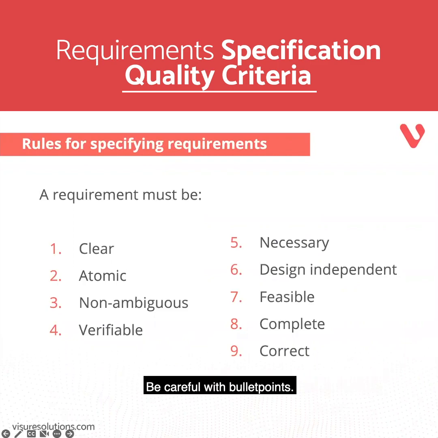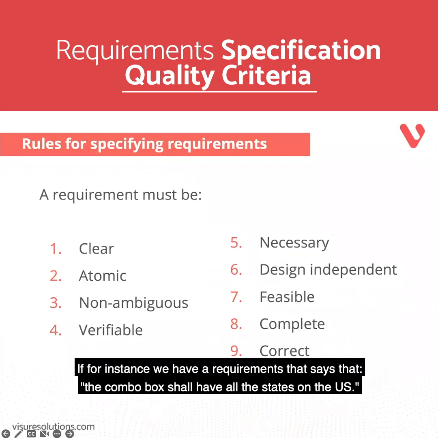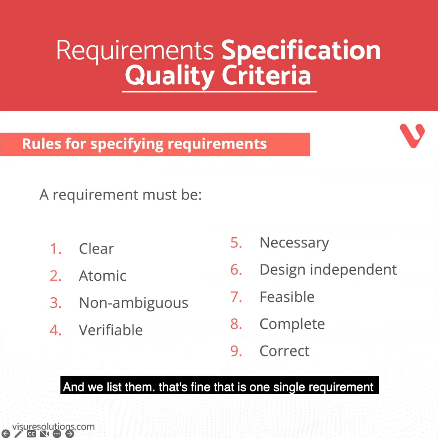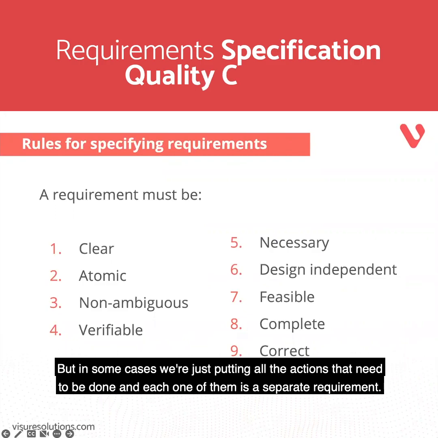Be careful with bullet points. So bullet points sometimes conceal multiple requirements. That doesn't mean that we cannot use them. If, for instance, we have a requirement that says that the combo box shall have all the states in the US, and we list them, that's fine. That is one single requirement. But in some cases, we're just putting all the actions that need to be done, and each one of them is a separate requirement.